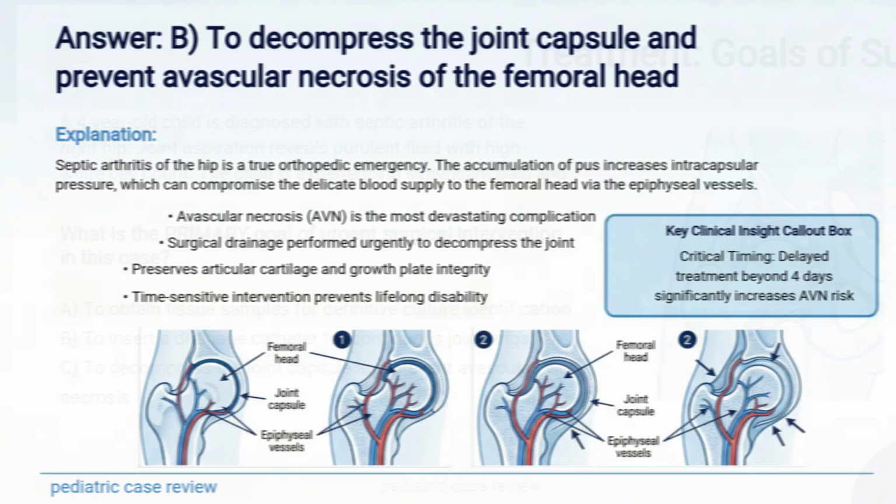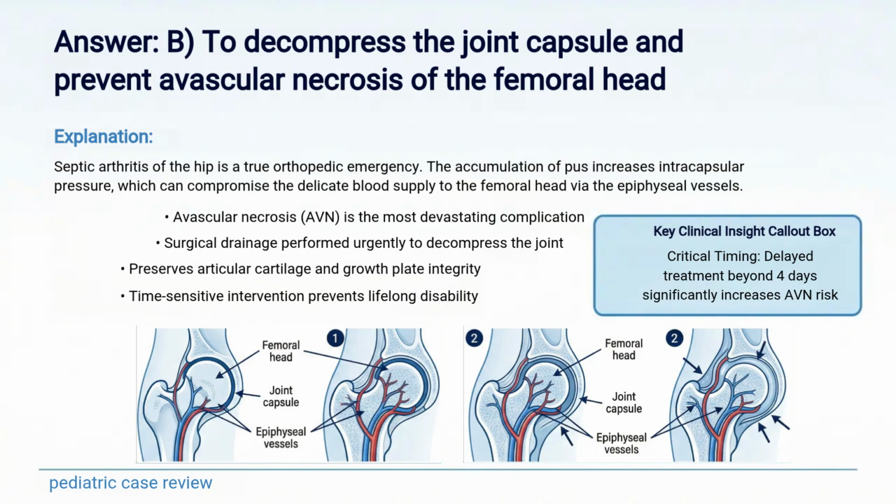The correct answer is option C, to decompress the joint capsule and prevent avascular necrosis of the femoral head. Septic arthritis of the hip is a true orthopedic emergency. The accumulation of pus increases intracapsular pressure, which can compromise the delicate blood supply to the femoral head via the epiphyseal vessels that run along the femoral neck.